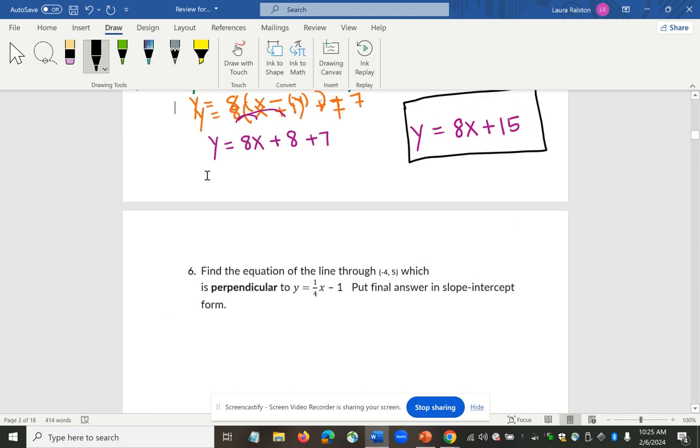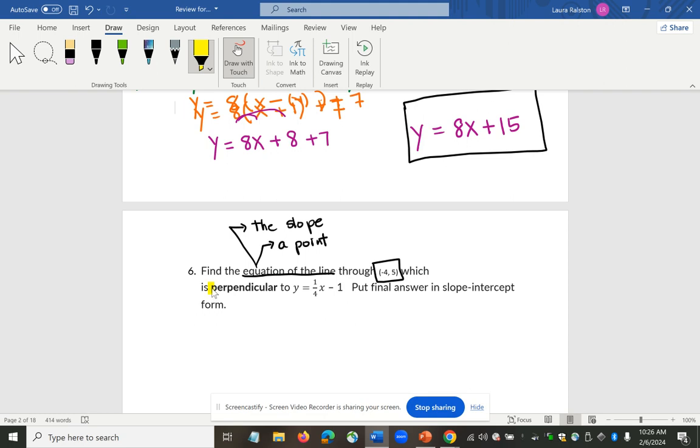Question 6 asks us to find the equation of the line through the point negative 4, 5, which is perpendicular to y equals 1/4 x minus 1. Okay, so here again, they've asked us to write the equation of the line. To write the equation of the line, we have to know the slope and we have to know a point. Okay, so we were given a point. But again, here in this case, the slope, we need it to be perpendicular to the equation that's given. Okay, so we actually need the perpendicular slope.